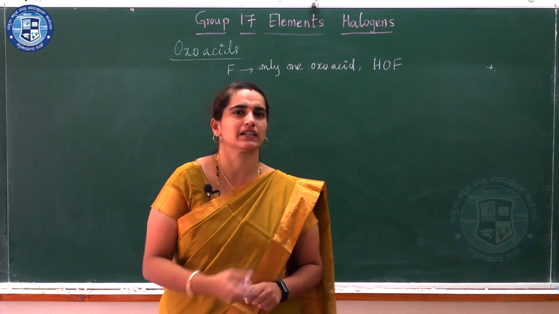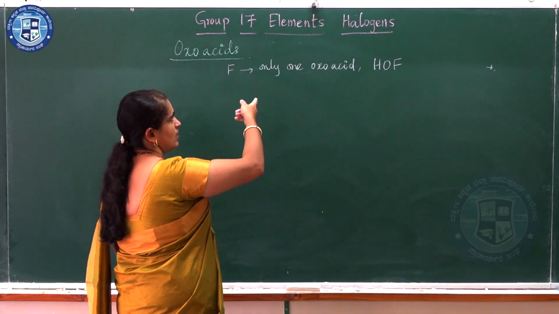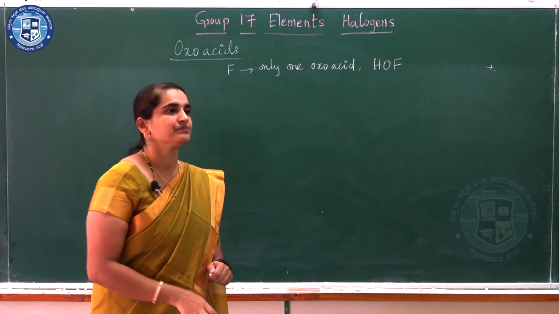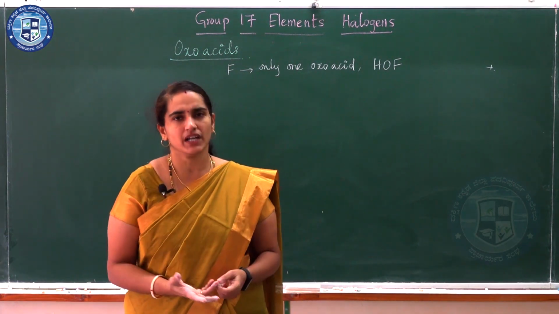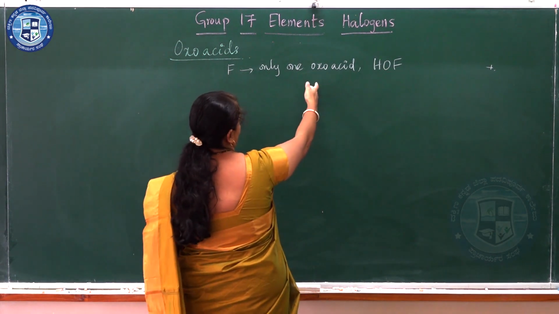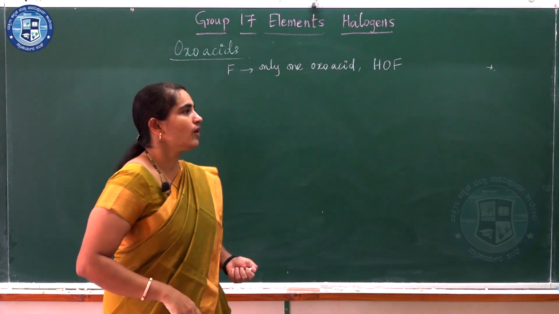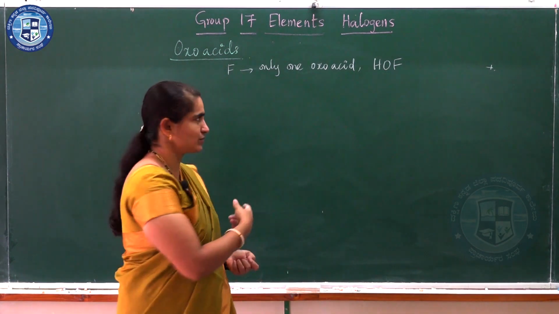Hypochlorous acid, only one. Why? Because of its high electronegativity and small size and others. So it is not able to form many oxo acids, while others form many oxo acids. So we shall see those one by one. I shall write a table now, we will analyze those things. Okay.